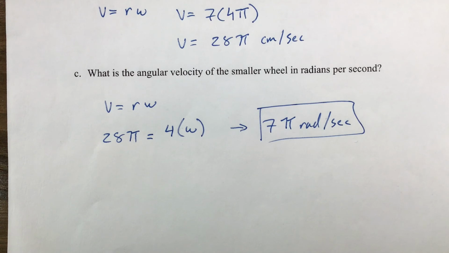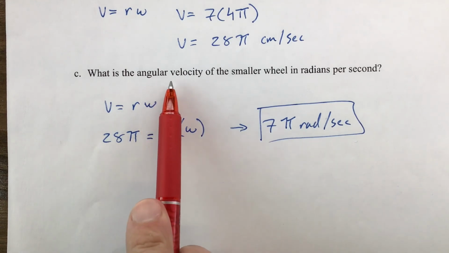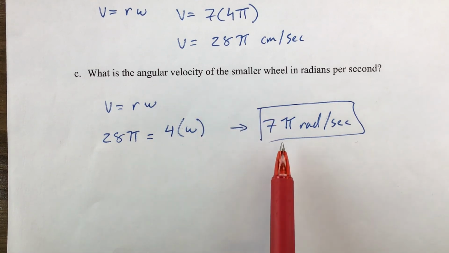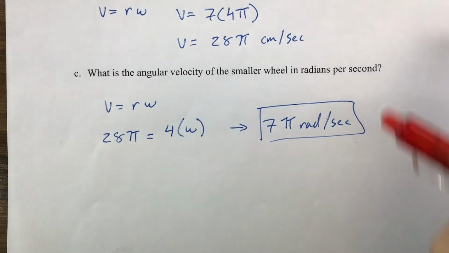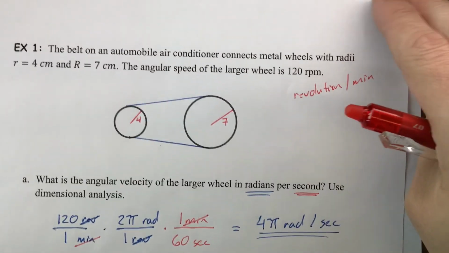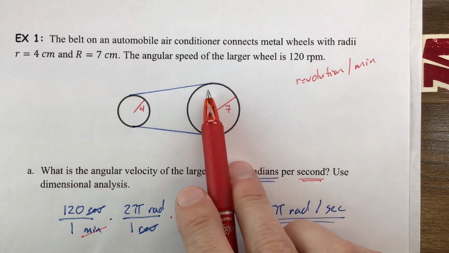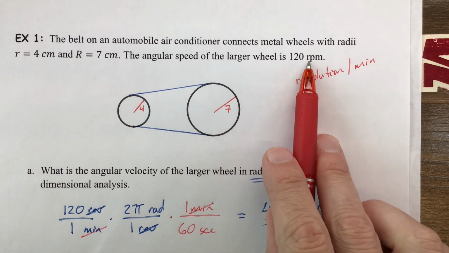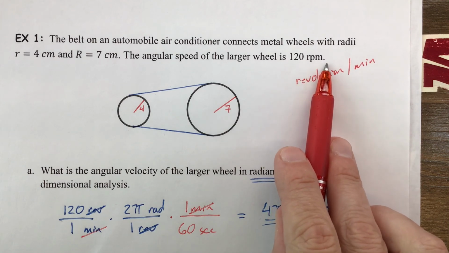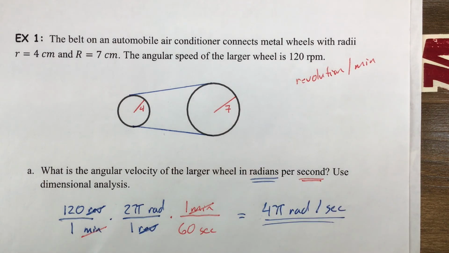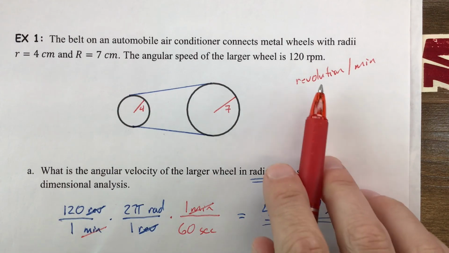Upon reflection, I realize my answer is completely wrong. Nah, just kidding. The angular velocity of the smaller wheel is 7 pi radians per second. Okay, but what I was sort of thinking about here is that at the very beginning of the problem, it gives us the angular velocity of the larger wheel in rotations per minute or revolutions per minute. Okay, so what I think would be a good idea is to go ahead and take that answer that I have at the very end and switch that into revolutions per minute. Make it match what we see here.